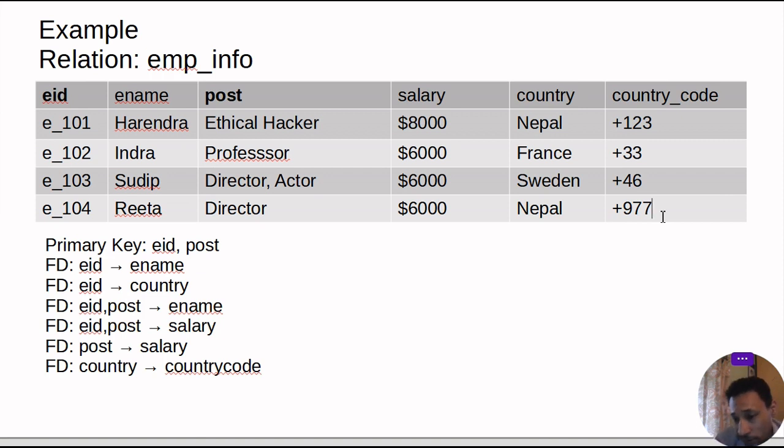That means that is inconsistency. Now, which country code is correct for Nepal? We cannot say, because in our database table, Nepal is having two different country codes. This happened because information about Nepal is repeated in different records, and we updated only one record and forgot to update remaining records. This is called update anomaly. Update anomaly arises because of redundancy.